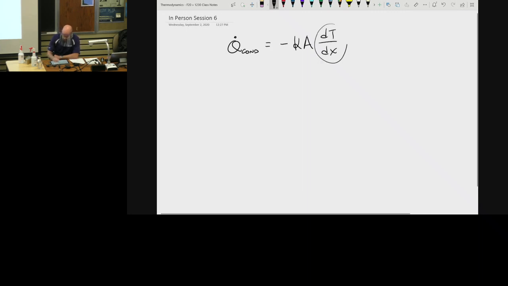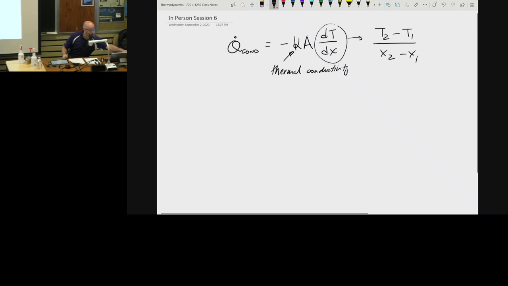Okay, we can write dT over dx as T2 minus T1 all over x2 minus x1. You can recognize that k is something called a thermal conductivity. You need to know this in case I give you thermal conductivity. I don't say k is equal to, I say the thermal conductivity is equal to. You need to know what this is.